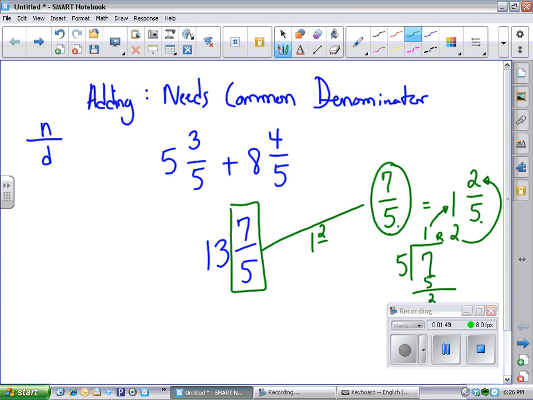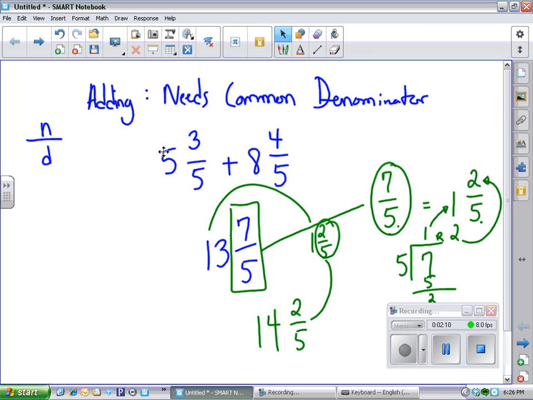That 1 and 2 fifths is simply going to be added on to the 13. So we'll have now a total of 14, and that 2 fifths still left there. The 1 whole was added to the 13. The 2 fifths part is going to stay right there next to the 14.